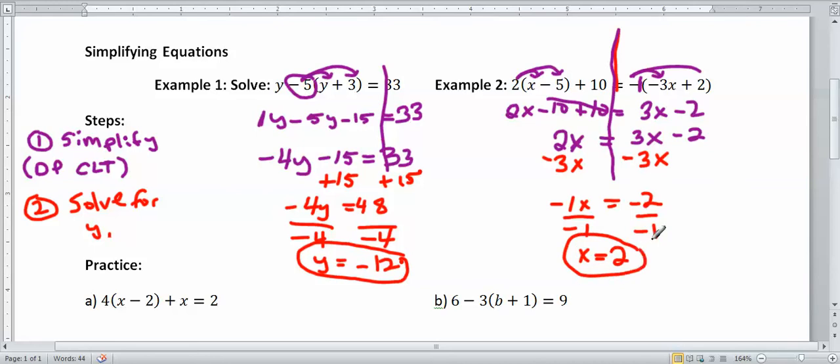For tomorrow, I want you guys to try the 6 practice problems below and be ready to discuss them in class tomorrow. Have a good night.